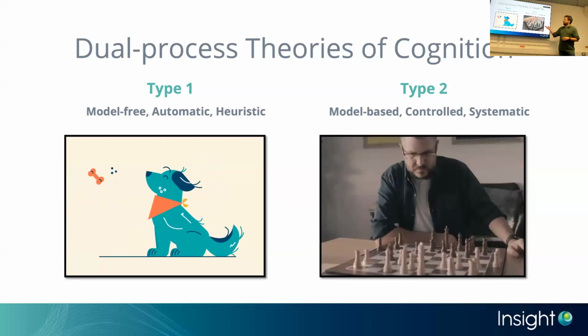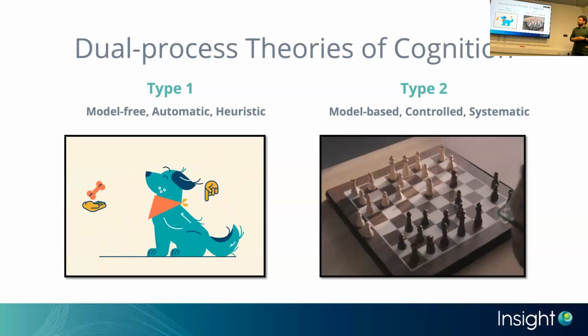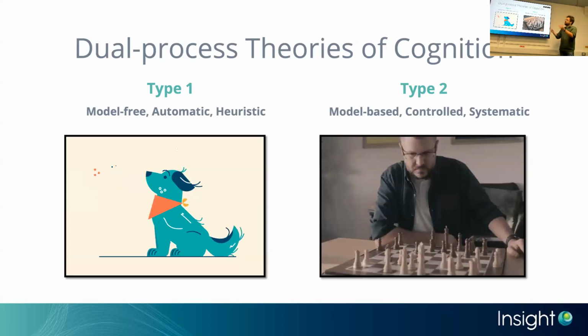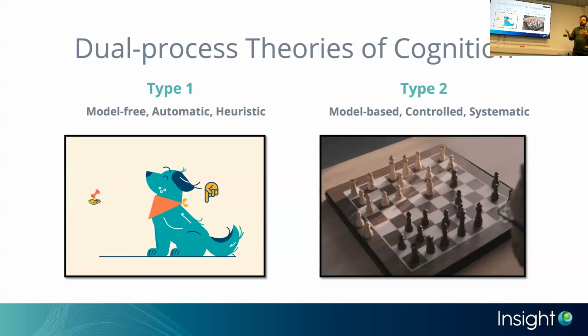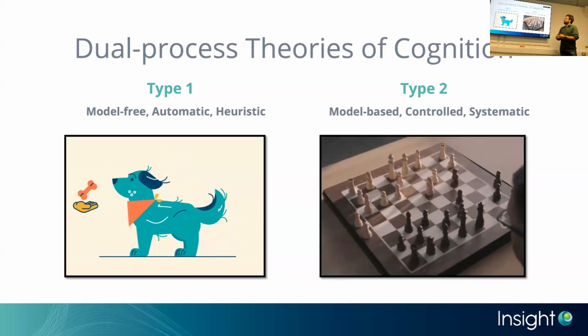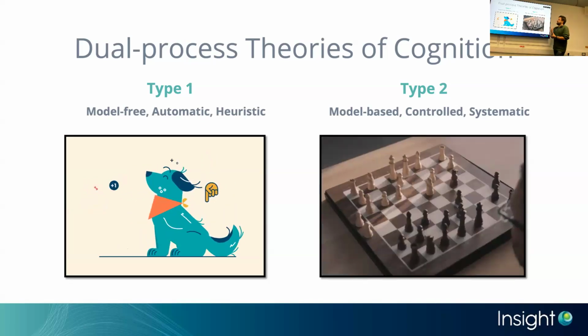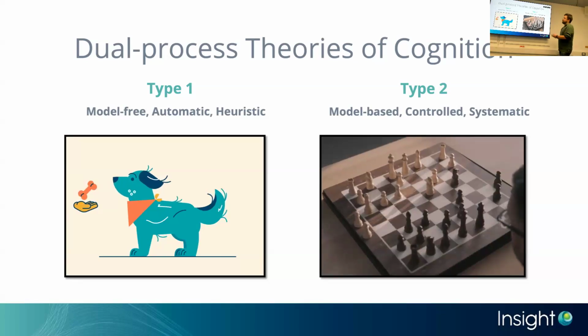For instance, if you're playing chess, you can imagine several moves ahead. And you can think about, okay, if I move here, the opponent will move here. So you can see the outcomes of your actions without actually having to take those actions in the first place. So it's a predictive model of the future. So, model-based.